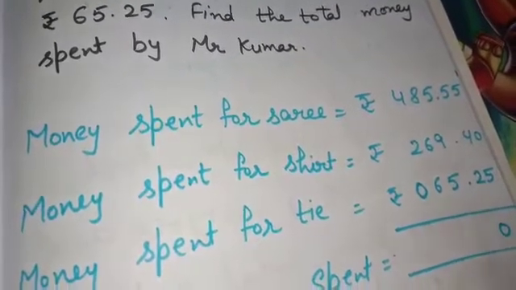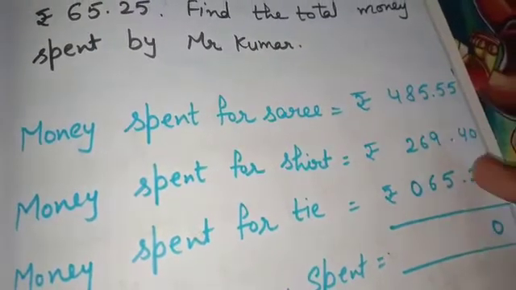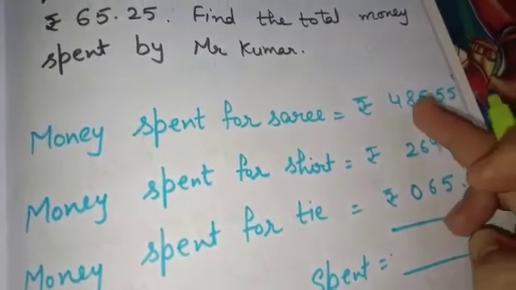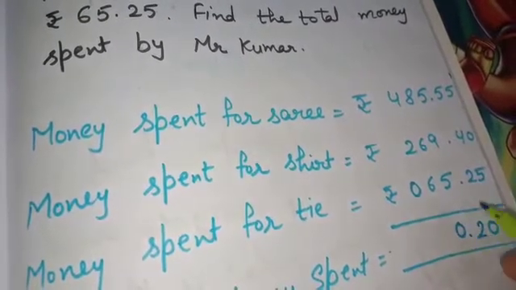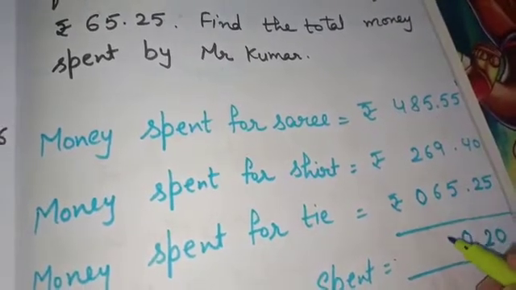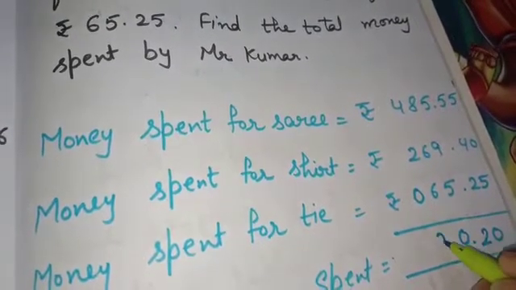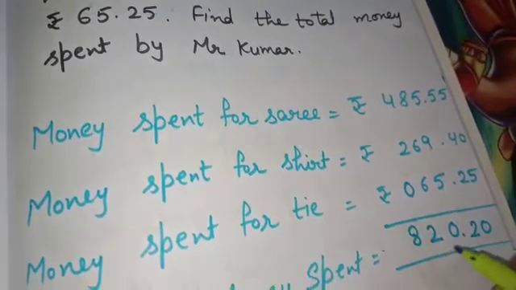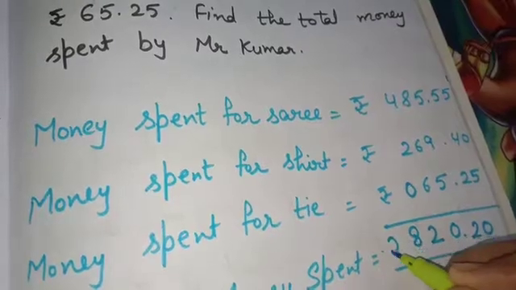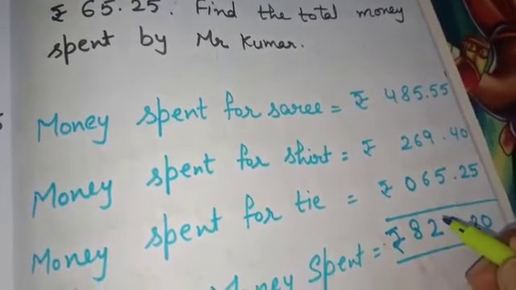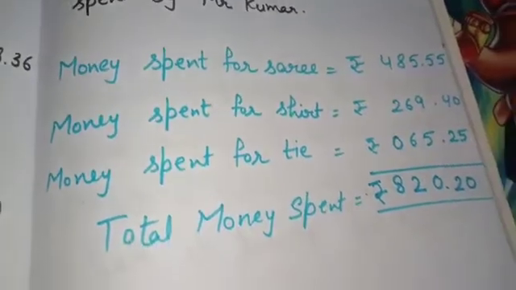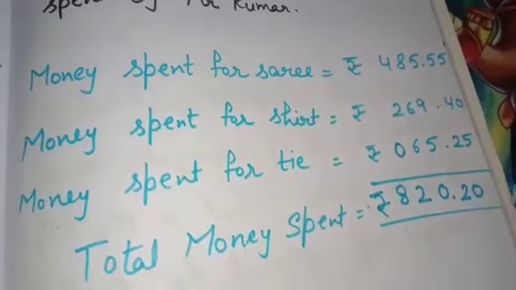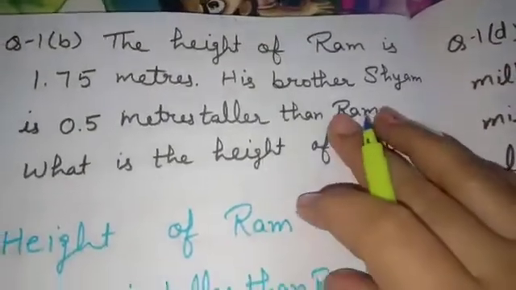5 and 5 10, 0 carry 1, then 5 4 2, this will be added 12 and 2, then carry again 1, then it is 20, 0 carry 2, 8 plus 2 plus 6 plus 6, it is 22, again carry 2, 4 plus 2 6 plus 2 8. 820.20, and don't forget to write rupees. Unit should come before the answer. So this is our answer. Total money spent is rupees 820.20. Come to the second question.